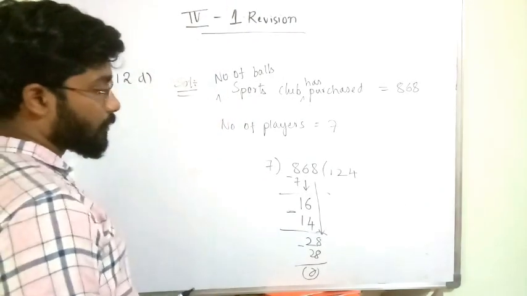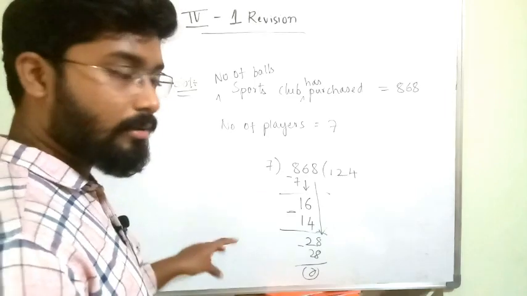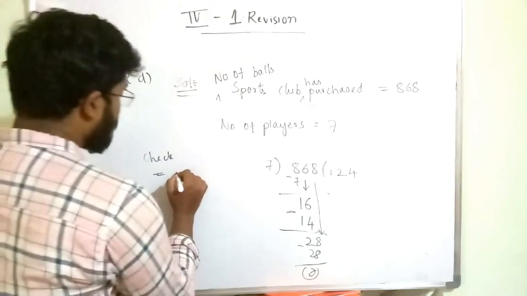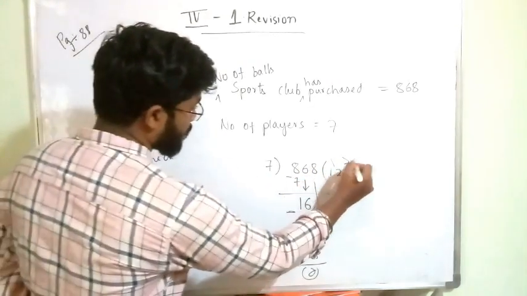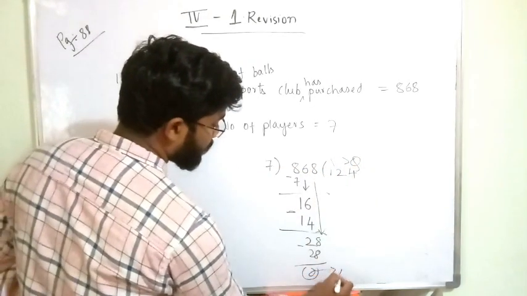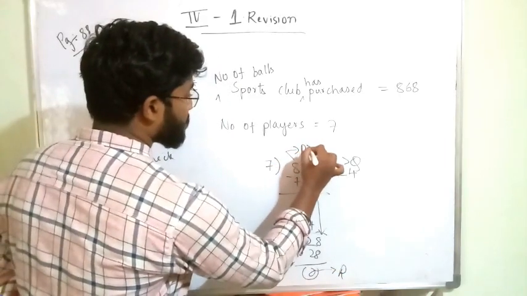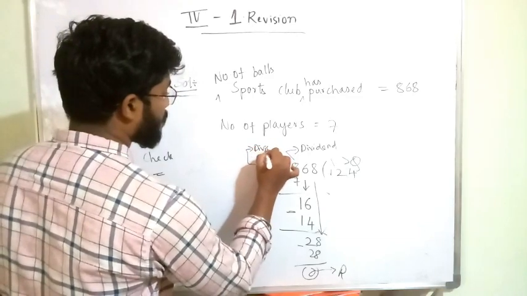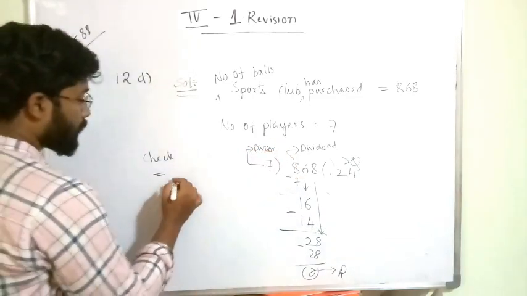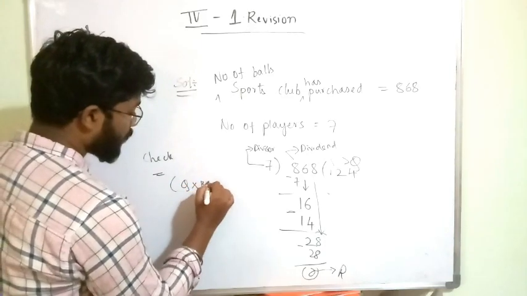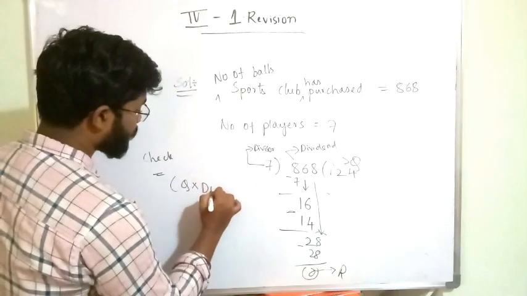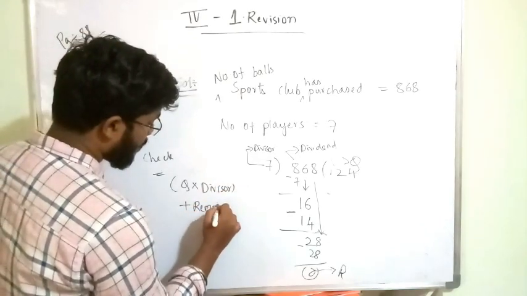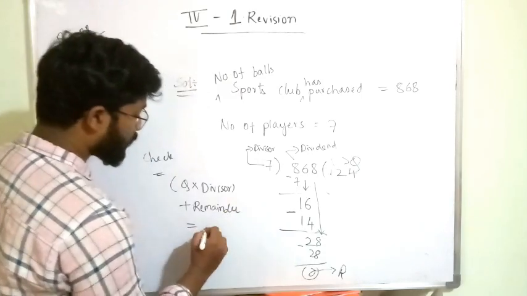So I have done some process now, but I have to check whether it is correct or not. Checking is how? This is the quotient, this is the remainder, this is the dividend, this is the divisor. So how to check? Quotient into divisor plus remainder should be equal to the dividend.